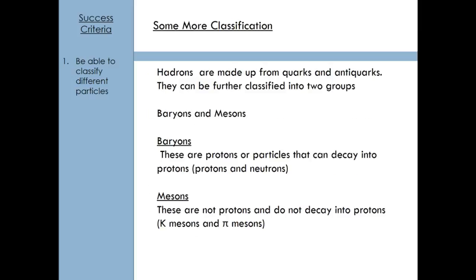We can then split our hadrons into two further groups, and those two groups are either baryons or mesons. Now, the technical definition for a baryon is protons or particles that can decay into protons. So basically, for you, that's protons and neutrons. Baryons are also things that are made up of 3 quarks. Mesons are not protons and do not decay into protons. So an example for you there are K mesons and pi mesons, and they are made up of 2 quarks. So that is the difference between our baryons and our mesons.